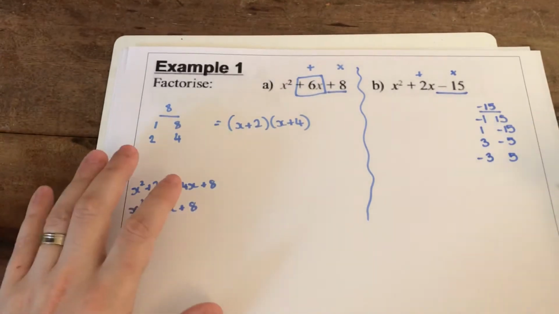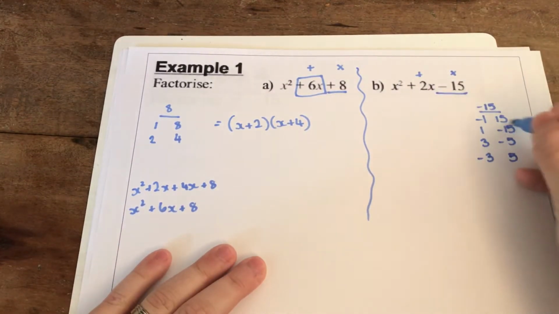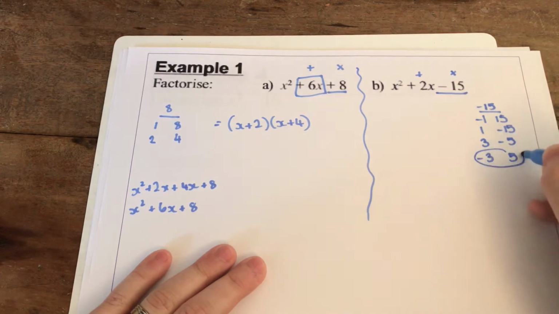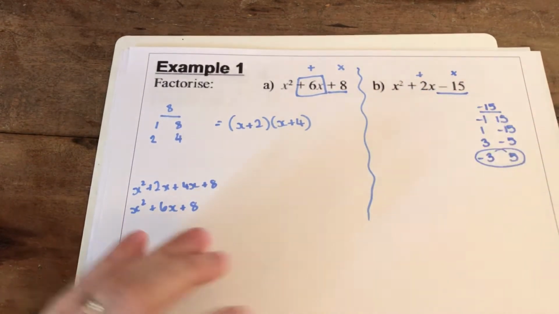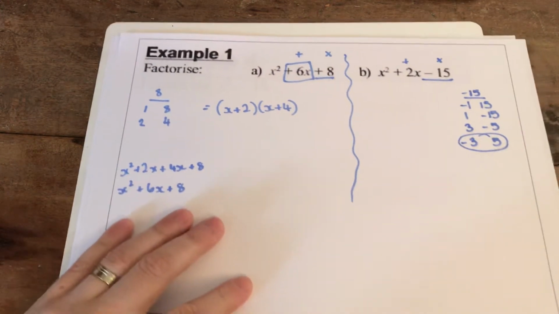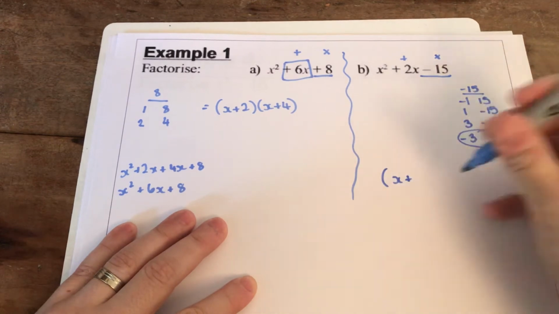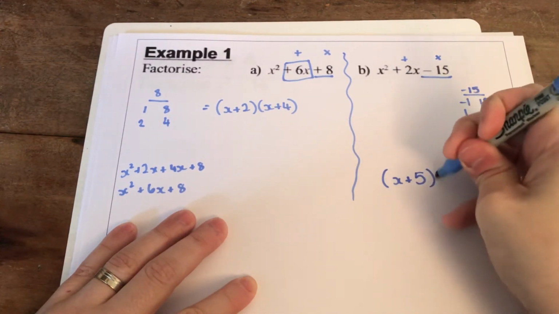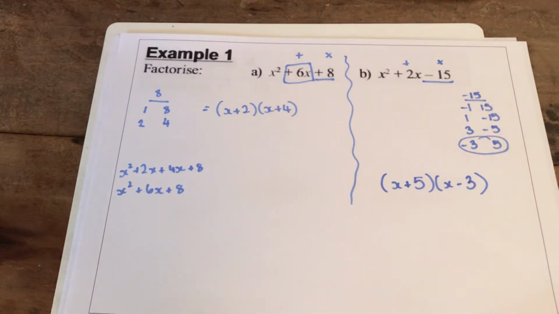I then look at these factor pairs. Which of these add together to give me 2? Well, it's going to be this one here, because minus 3 add 5 gives me 2. So what I do is I go x plus 5, x minus 3. And that gets you your answer there.